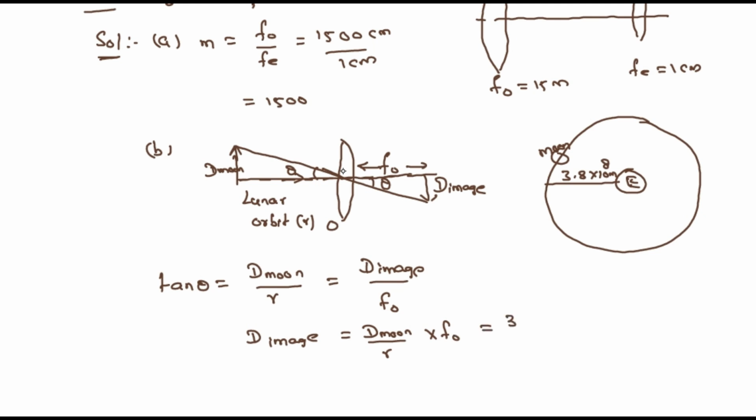That is equal to 3.48 into 10 power 6 divided by 3.8 into 10 power 8, into the focal length of the objective, which is given as 15 meter. So we will get this value: 13.73 into 10 power minus 2 meter. So 13.73 centimeter you can get. So this is the diameter of the image whenever we are seeing through the objective of focal length 15 meter. Thank you.